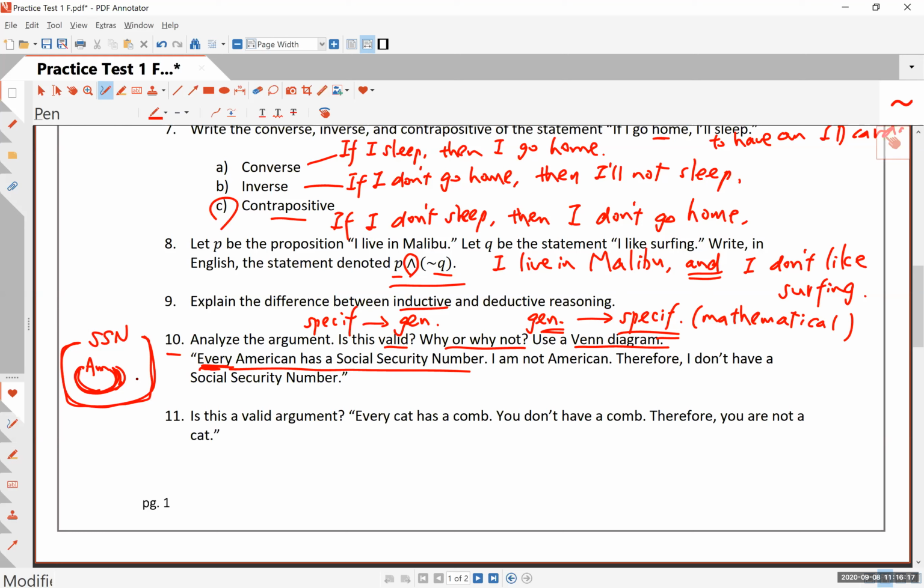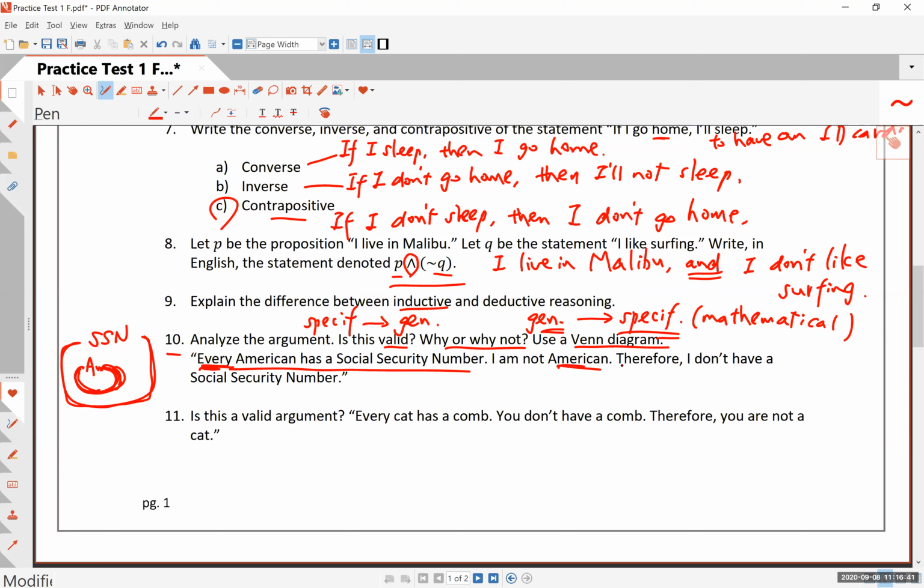Notice that you can possibly have a social security number without living in America or without being American, okay? And that happens to be true in real life too, right? Because there are people of foreign nationalities who have a social security number. And so that's the case, right? This is the situation, this is the picture.